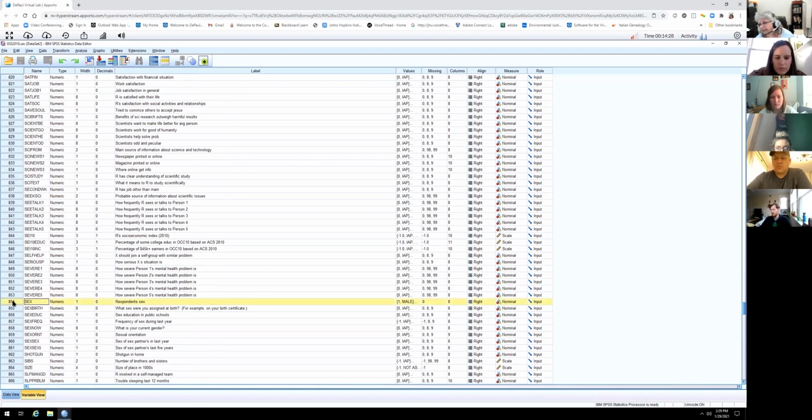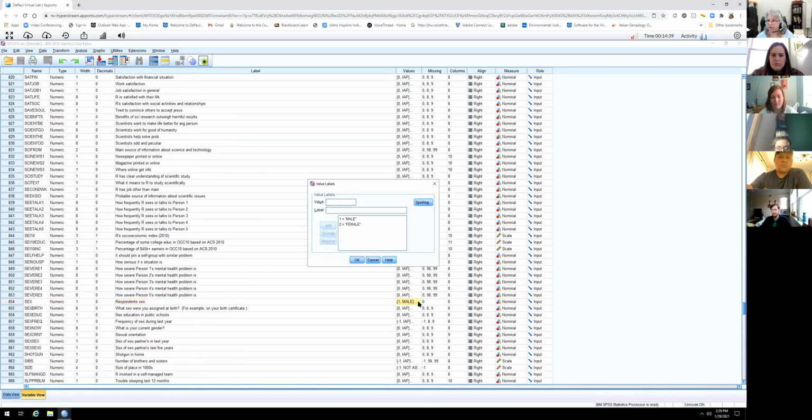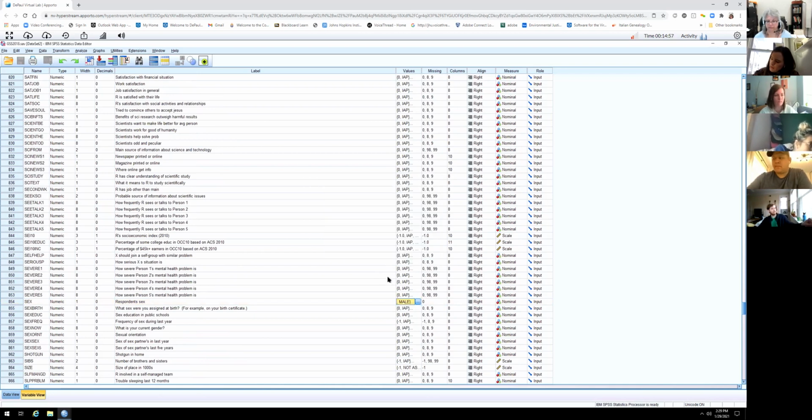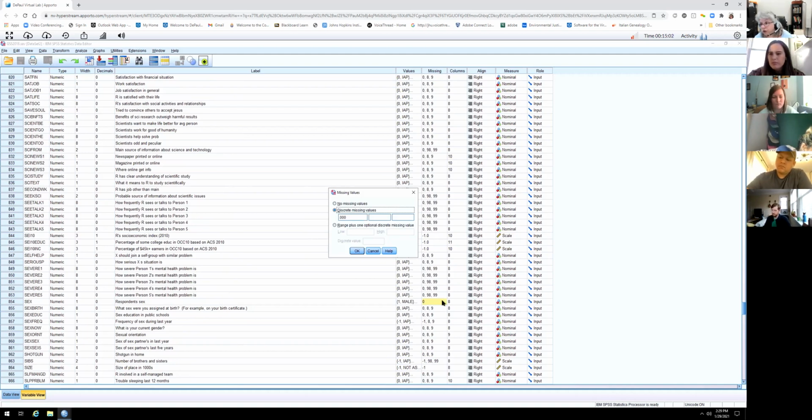Again, I'm not titling these things. This is literally what the GSS has. I think we're a little more sophisticated at that, but this is respondent sex. And you can see they coded 1 is male and 2 is female. Okay, so 1 is male and 2 is female. I would write that down because we're going to talk about that code. Write down that 1 is male and 2 is female. All right. For missing data, there was no missing data, right? Because there was no don't knows or didn't answer. It was all 1 and 2.